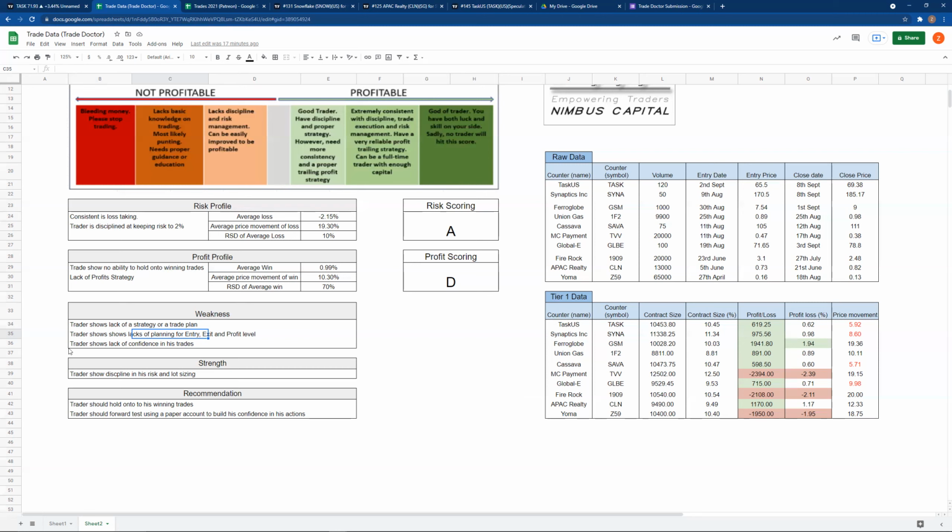Trader shows lack of confidence. So this lack of confidence is referring to how he thinks he's playing mahjong, keep winning chicken hand. Okay lah.